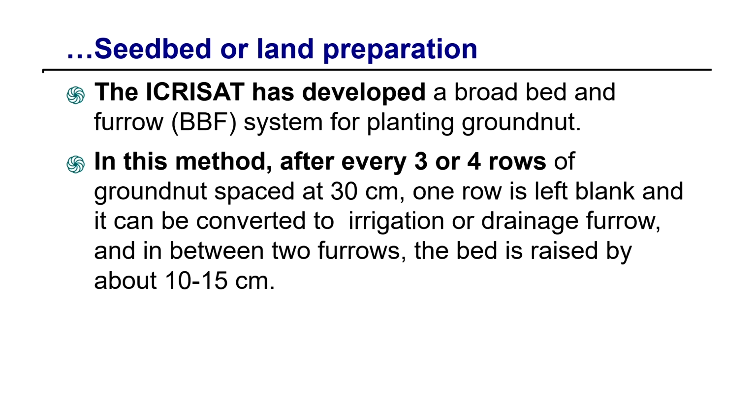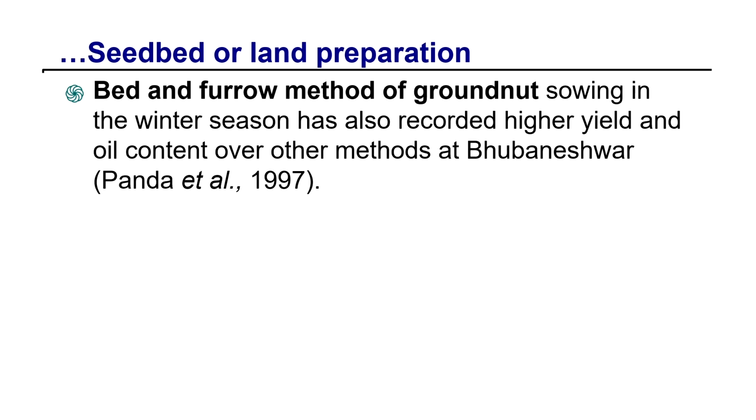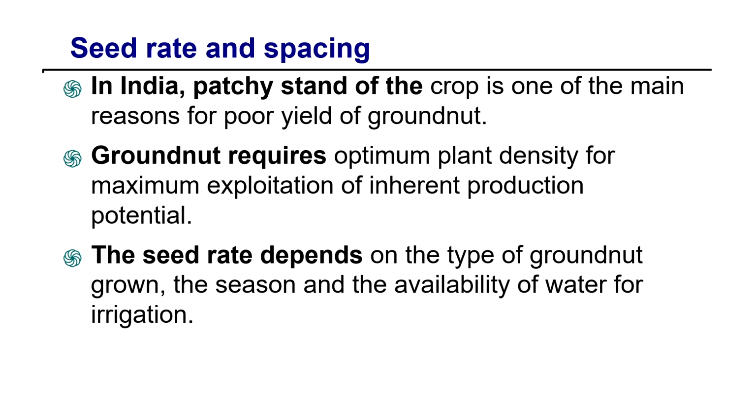In this method, after every 3 or 4 rows of groundnut spaced at 30 centimeter, one row is left blank and it can be converted to an irrigation drainage furrow. And in between 2 furrows, the bed is raised by about 10 to 15 centimeter. So this broad bed furrow system is quite useful. The bed and furrow method of groundnut sowing in the winter season has also recorded higher yield and oil content over other methods in Bhubaneswar. So it shows that this method is really good for enhancing the quantity and quality of the groundnut. Now coming to the seed rate and spacing.